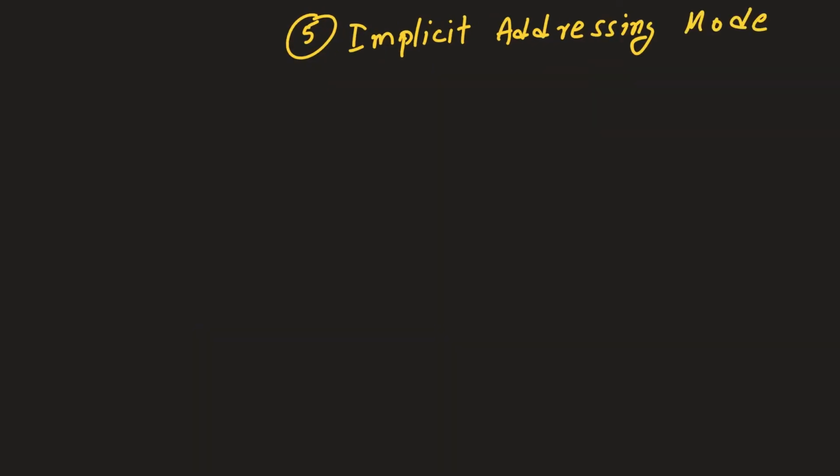The last addressing mode we are going to discuss is the implicit addressing mode. In this type of instruction, the instruction itself specifies the data to be operated. These are the two examples of implicit addressing mode. The first one is CMA. Here A means the accumulator. The content of the accumulator will be complemented.